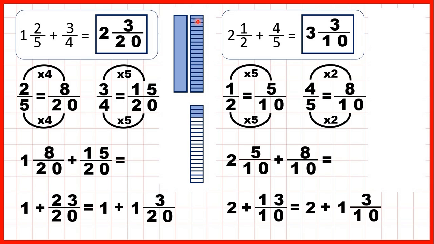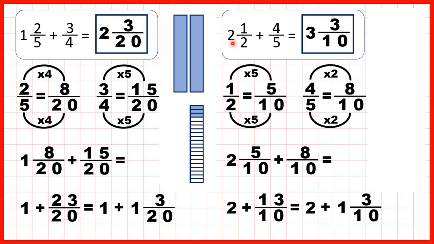But that gave us a total of 1 23/20, and we knew that we couldn't write 1 23/20 as our answer because we can't have an improper fraction in a mixed number. So instead of 23/20, we changed that to 1 3/20, and putting that together with the one whole that we started with gave us 2 3/20 as our answer.